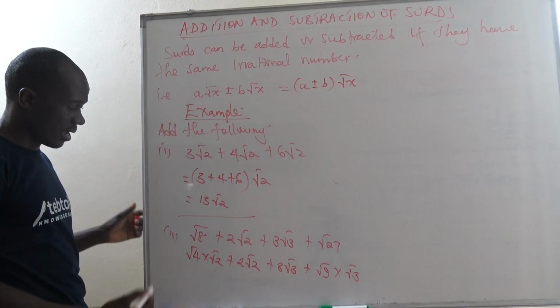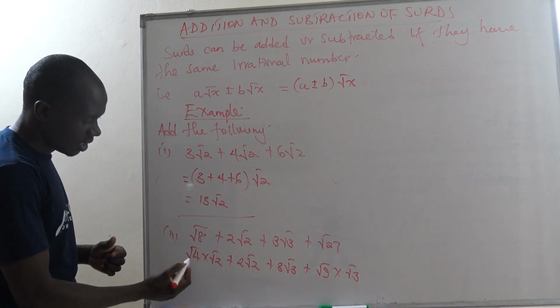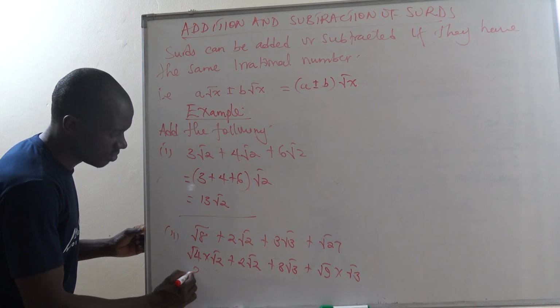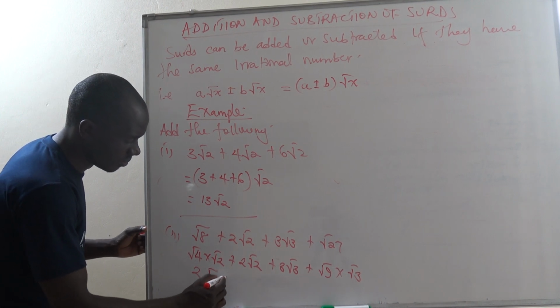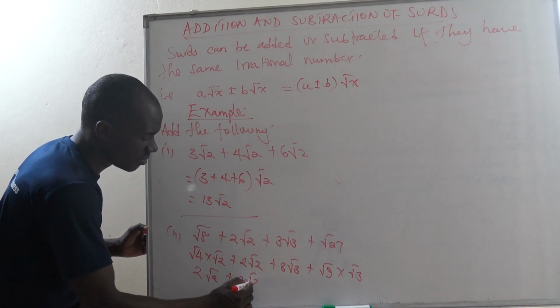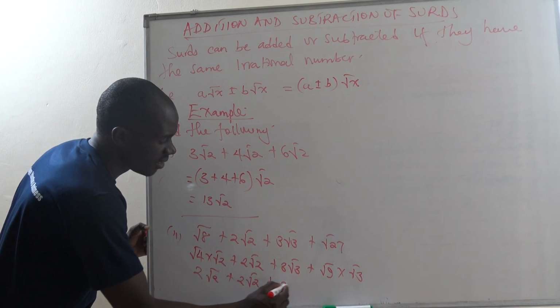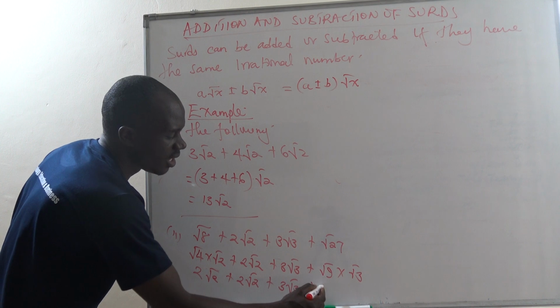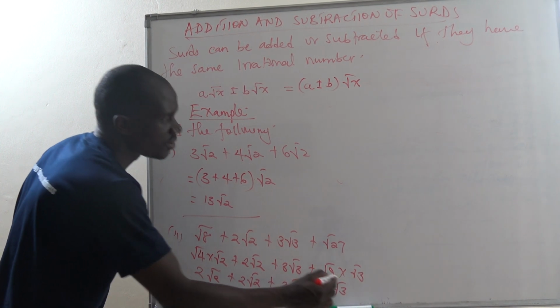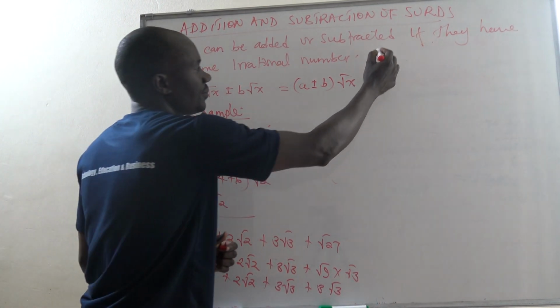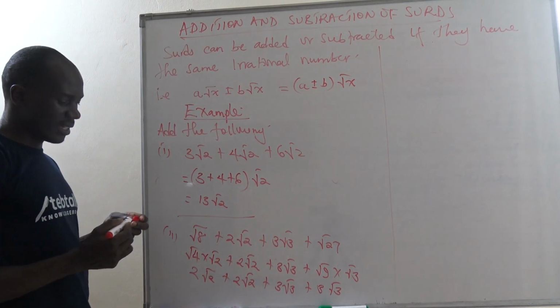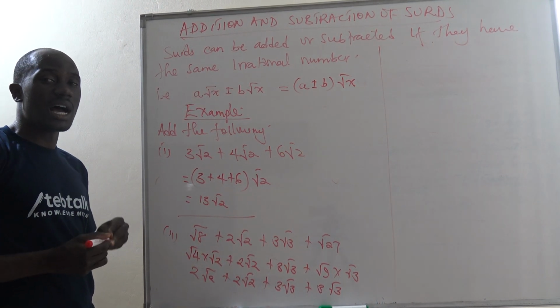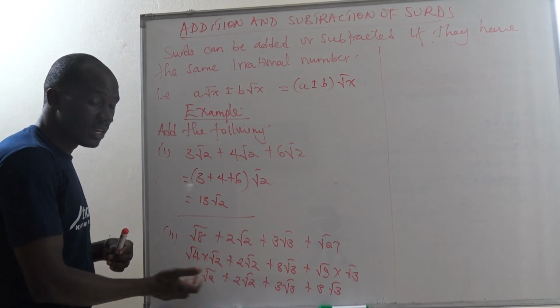We go on and we try to break. The square root of 4 is 2, then root 2, plus again 2 root 2, plus 3 root 3, plus the square root of 9 is already 3 root 3. What is happening now? We collect like terms.